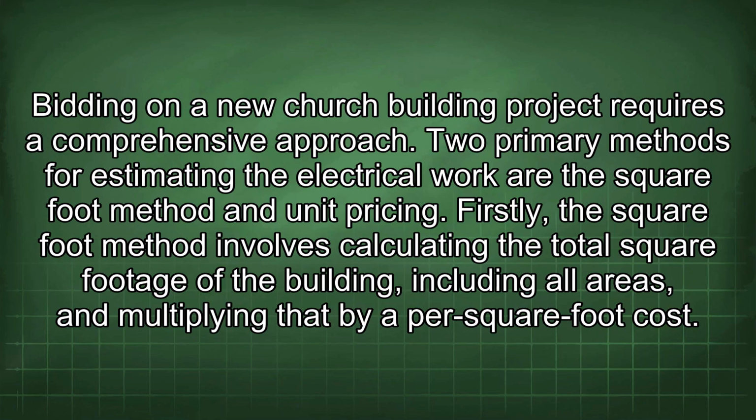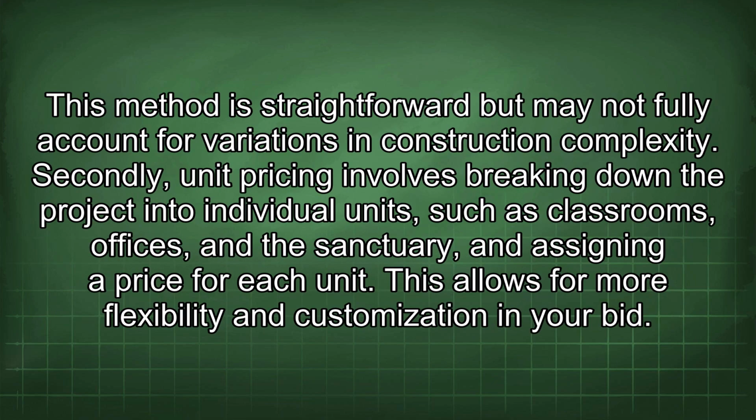Bidding on a new church building project requires a comprehensive approach. Two primary methods for estimating the electrical work are the square foot method and unit pricing. Firstly, the square foot method involves calculating the total square footage of the building, including all areas, and multiplying that by per square foot cost. This method is straightforward but may not fully account for variations in construction complexity.